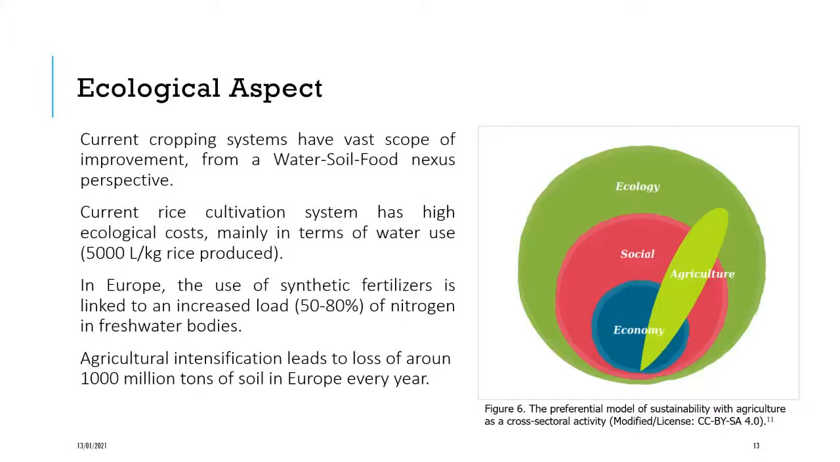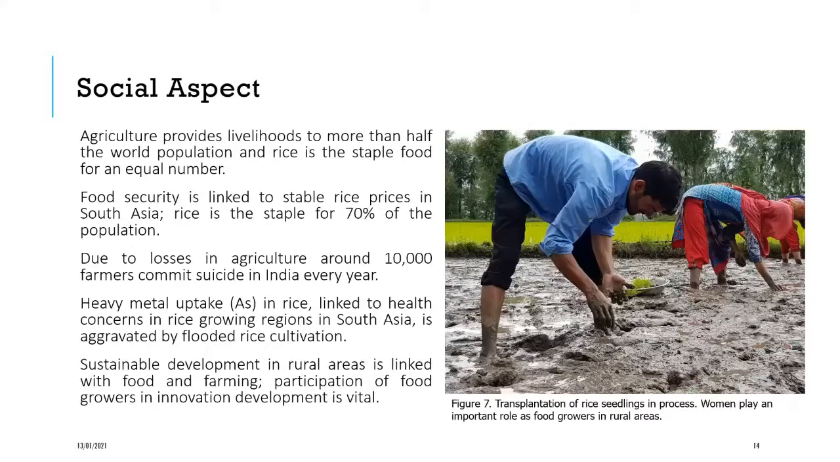It's worse in other areas of the world, which are poorer in the economic sense of the word. So South Asia, Sub-Saharan Africa, or maybe Eastern Europe, or also Southeast Asia. So this is the ecological aspect which we're talking about when we talk about agriculture or when we talk about sustainable intervention in agriculture. Moving on to the social aspect.